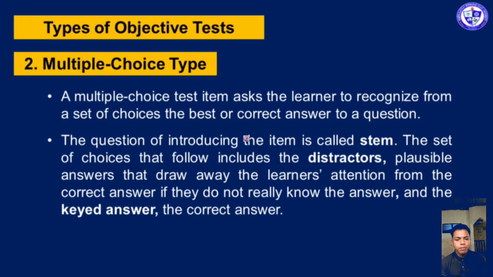So another type of objective test is the multiple choice type. A multiple choice test item asks the learner to recognize from a set of choices the best or correct answer to a question. So the question introducing the item is called the stem. The set of choices that follow includes the distractors and the keyed answer, which is the correct answer.